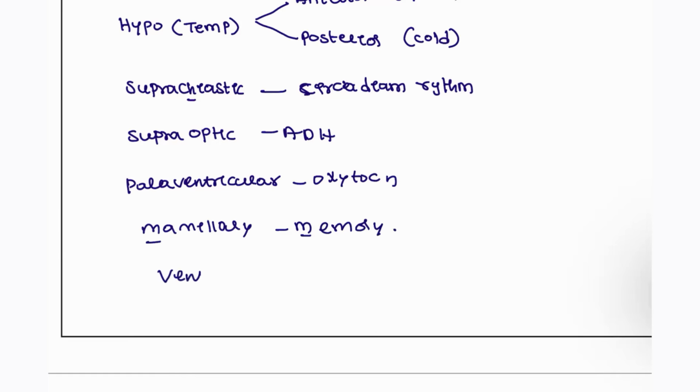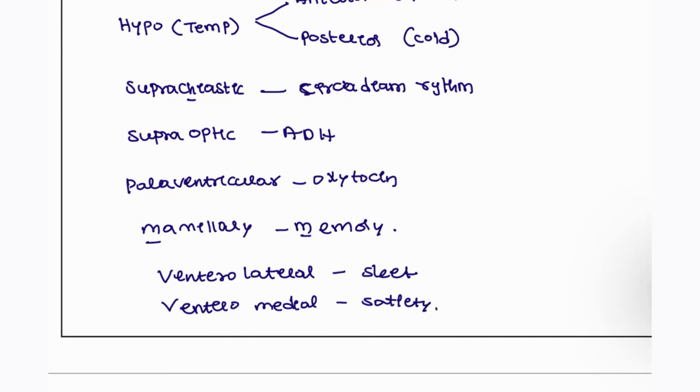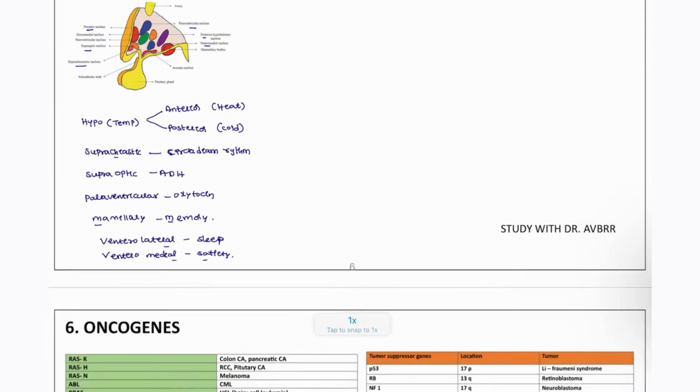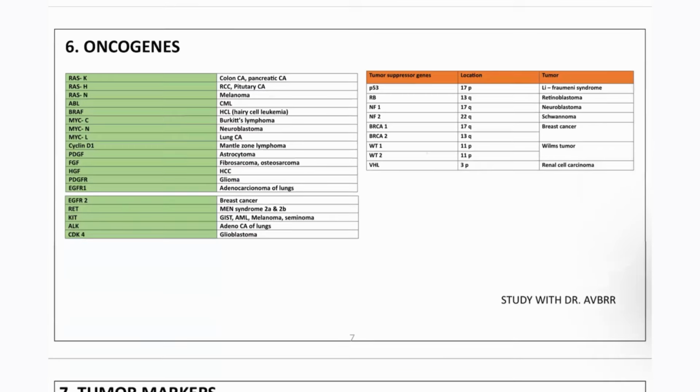Next, ventrolateral. Ventrolateral is for sleep. Next, ventromedial. Ventromedial, so medial, is for food satiety. This is how you have to remember, guys. Ventrolateral: once you are done, you are going to sleep on the other side. When you are hungry, you are going to come into the middle. That is the satiety. Paraventricular, oxytocin; mammillary, M for memory; supraoptic, ADH; suprachiasmatic, circadian rhythm. These are the nuclei that are very important. Next, moving on to the oncogenes.